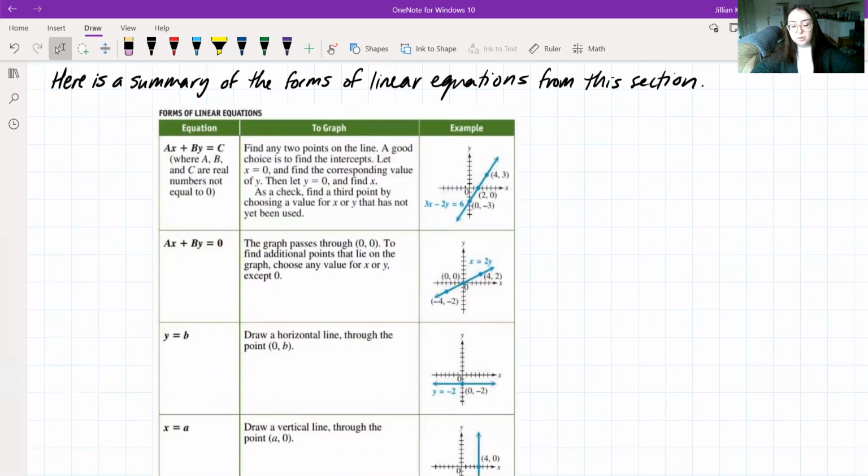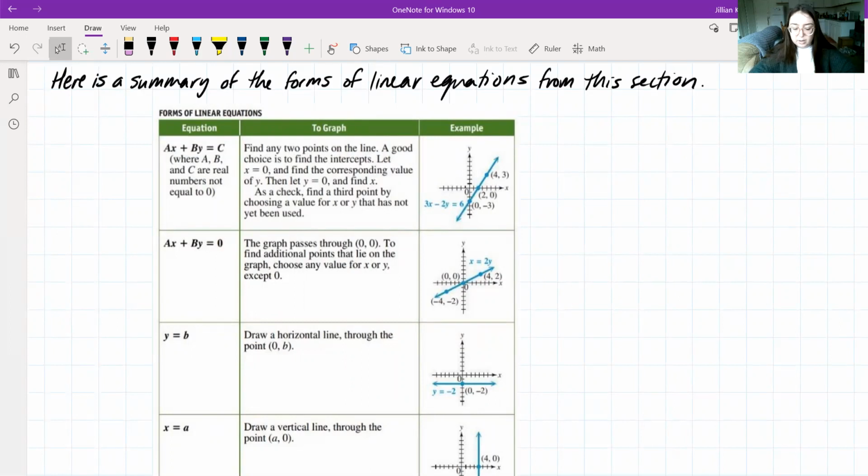So a summary of the forms of linear equations from this section. We have ax plus by is equal to c, where a, b, and c are real numbers not equal to 0. And when we want to graph them, we find any 2 points on the line. A good choice is to find the intercepts.